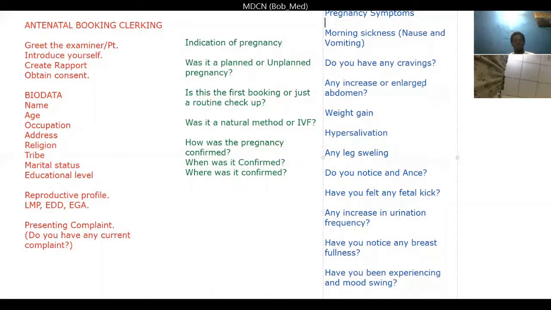So immediately you are done with pregnancy symptoms, another thing you want to ask about, you want to tell the patient also about investigation. If the woman is coming for a routine checkup, you want to ask, have you done this? Have you done that? Do you understand? But if the woman is coming for an antenatal booking, the question will be different. So you want to tell her you will do this, you will do that. I don't know if you get the difference between both. Do you understand what I'm saying?